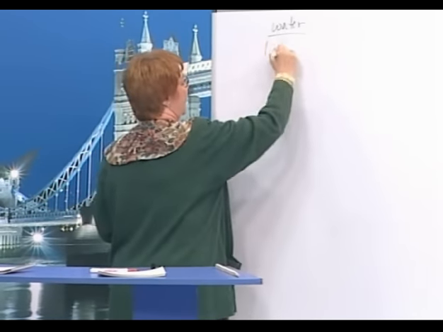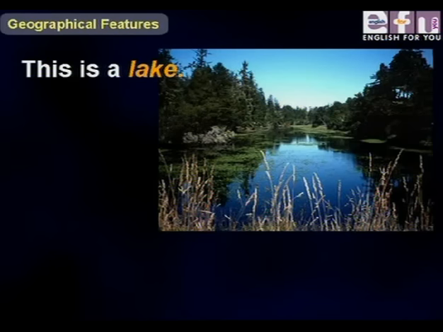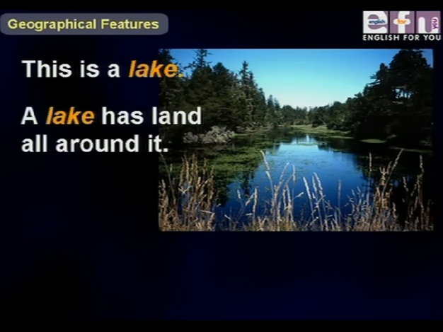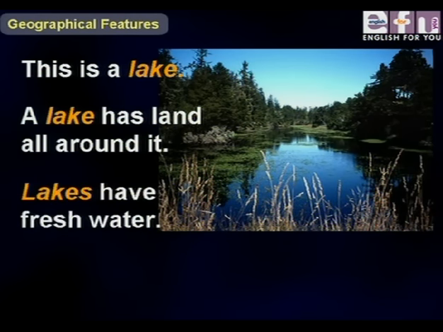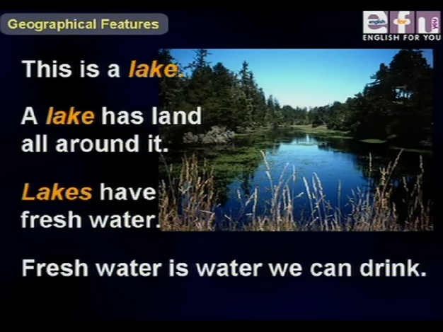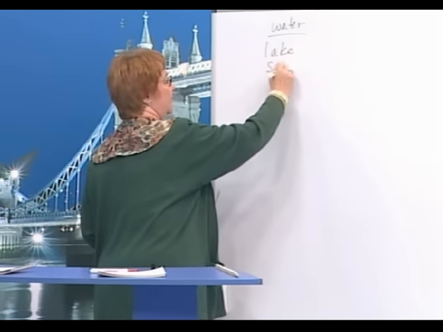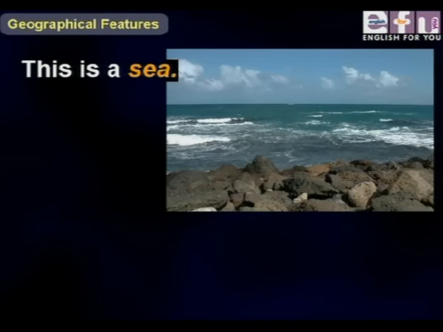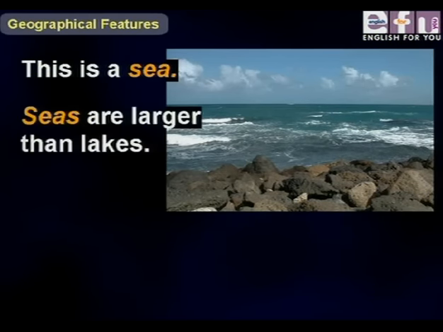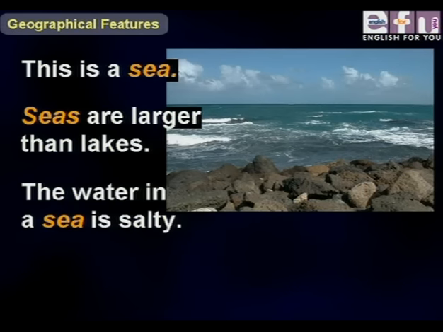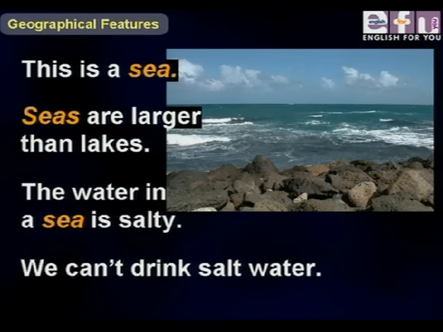First, we have lake. Now, on your screen, you can see a picture of a lake. This is a lake. A lake has land all around it. Lakes have fresh water. Fresh water is water we can drink. Now, the next one is the sea. This is a sea. Seas are larger than lakes. The water in a sea is salty. We can't drink salt water.